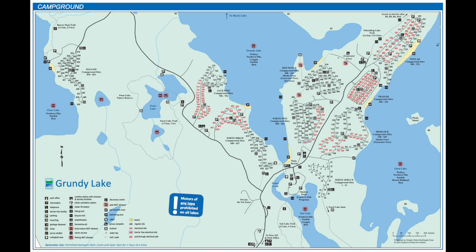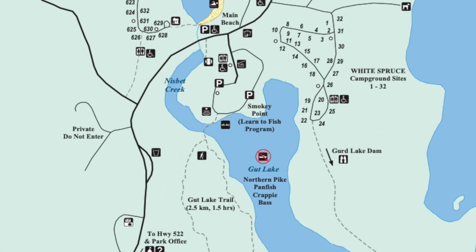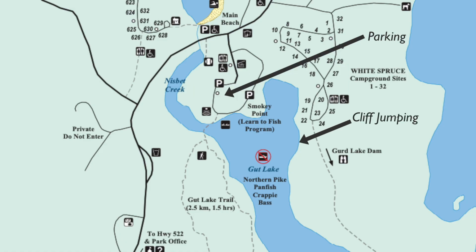Here is a map of Grundy Lake Provincial Park. As you can see, there are lots of camping areas and several lakes with boat launches and beaches. The Gut Lake Trail is down here. The parking is here, all around this loop road. This is where the cliffs are that people were jumping off into the deep water. You can access the cliff jumping area from this trail here.